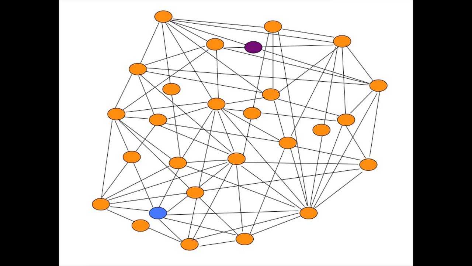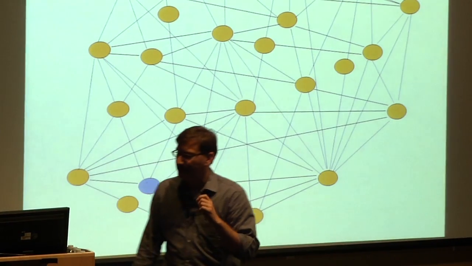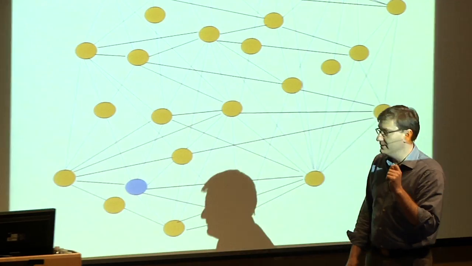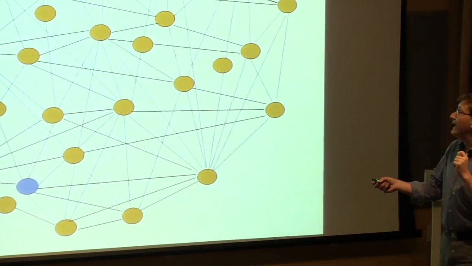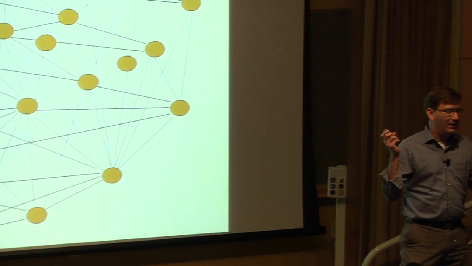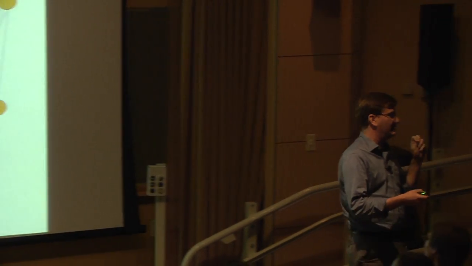Again, I said I need it to be abstract. So let's look at our playing field. Our playing field is going to be a bunch of dots and a bunch of lines between the dots, right? And I want to ask a very simple question: how do I get from the blue dot to the purple dot? So all I want to do is travel from the blue dot to the purple dot.